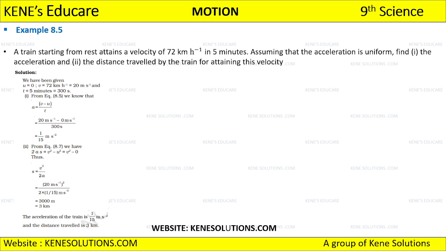I hope you all are going through it, because this can be trickier for you to calculate, because you're going to use your equation over here, right? So make sure you go through the example very properly.